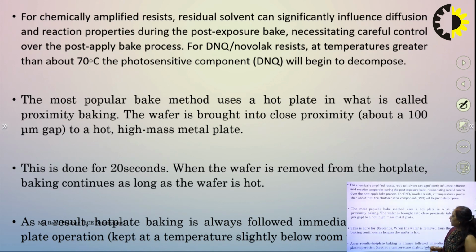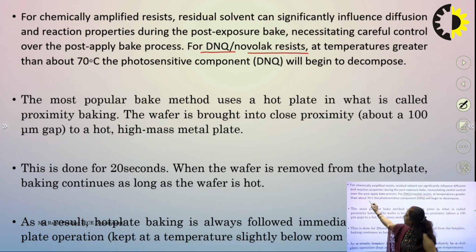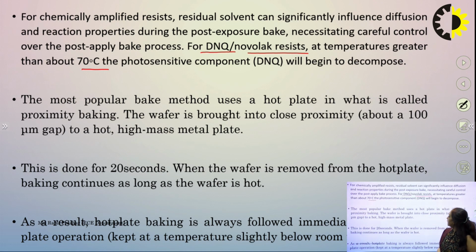Now, for this chemically amplified resist, the residual solvents can significantly influence the diffusion and the reaction properties during the post-bake process, right? So, depending upon the photoresist material which we are going to use, we have to control the temperature. For example, we have this DQN, that is novolac resist, which is generally baked at about 70 degrees. If you bake above that temperature, it will start decomposing, right? The PR material will start decomposing.